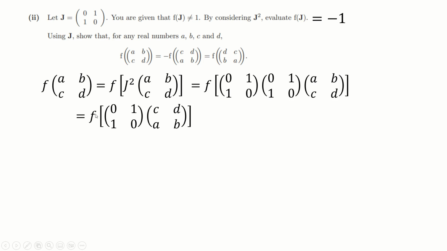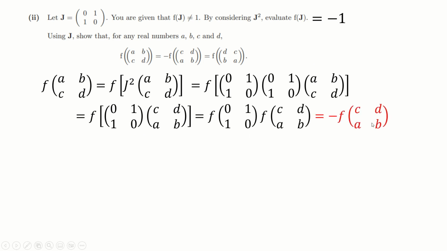But now I can say, well, here's two matrices in an F. Using the original rule for F, I can split that up into two things. And this one, by definition, is minus 1. So this makes minus this thing here, which is the second line. And then if I just do it again, I can eventually get to here as well.